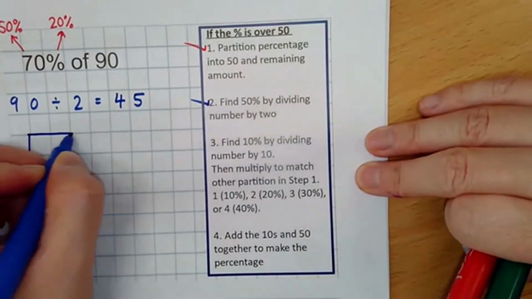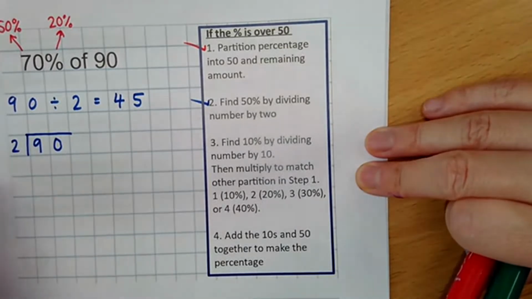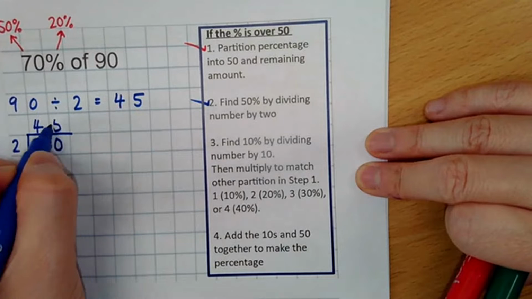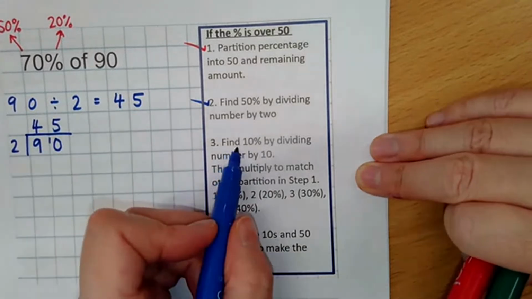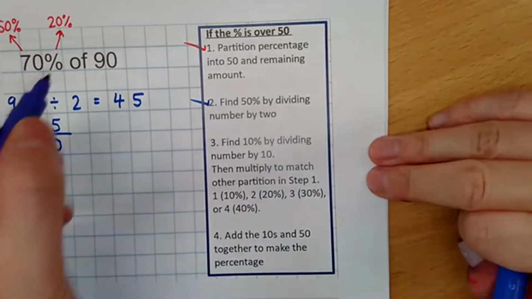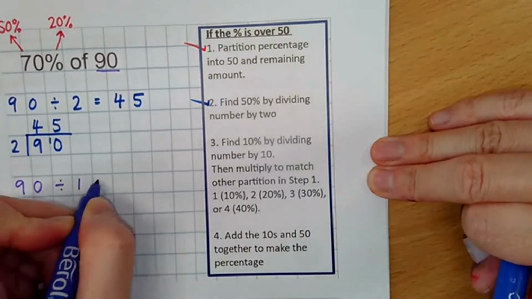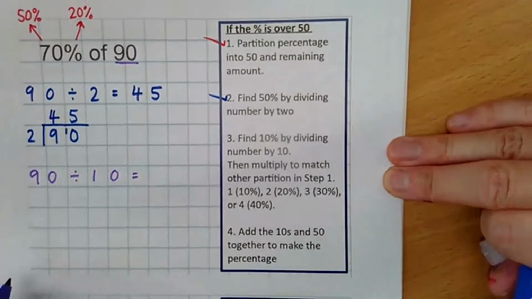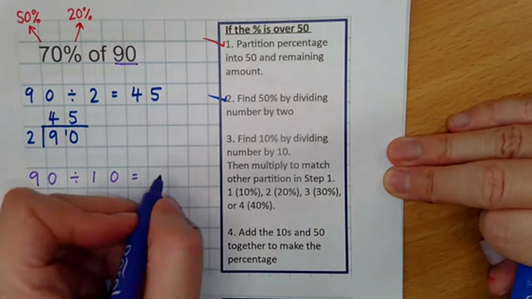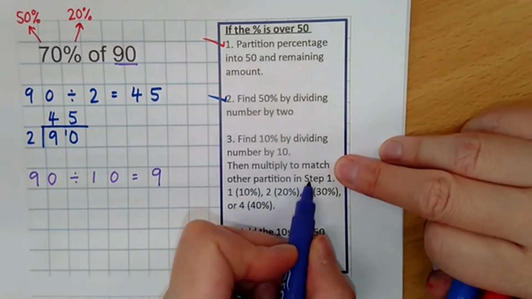Bus stop method, if I were to, would be this: 90 divided by 2. 9 divided by 2 equals 4, remainder 1. 10 divided by 2 equals 5. Okay. Now I'm going to find 10% by dividing the number by 10. So here's my number: 90 divided by 10 equals, again, 10 times 9 equals 90, so I know that that's 9. Excellent.